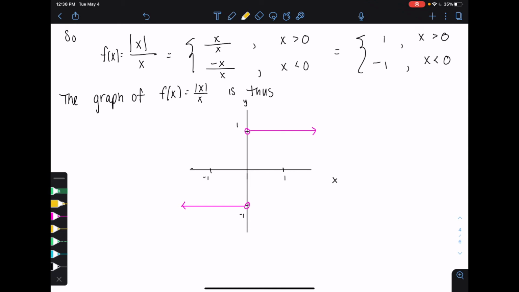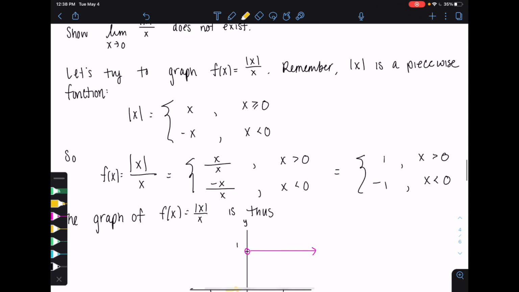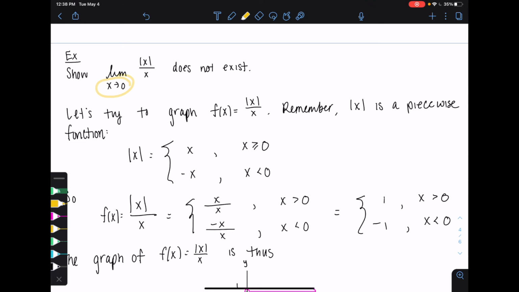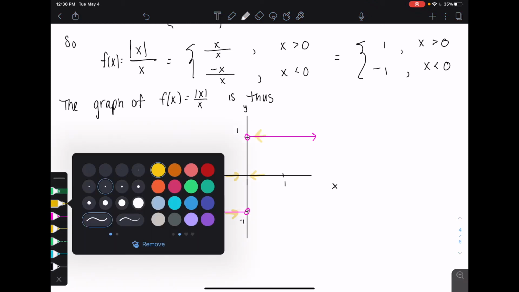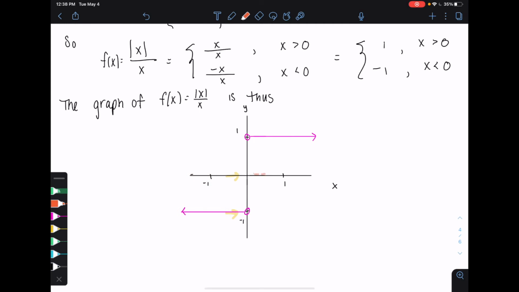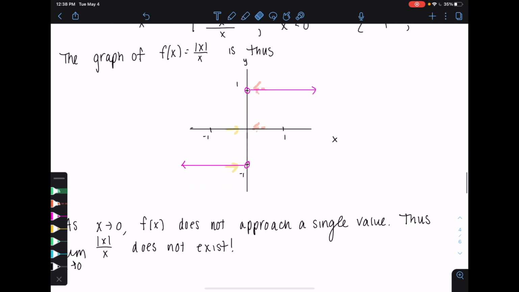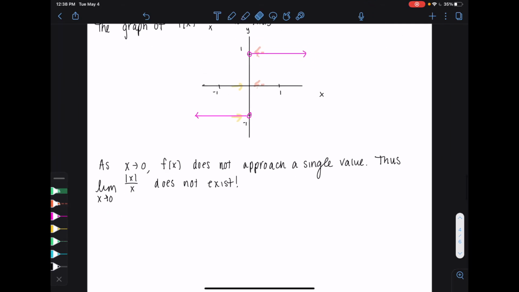So as we approach 0, because that's what we're trying to take the limit as x approaches, on this side, it's going to -1. On this side, it's going to +1. Let me use a different color so you can see that. On this side, going to +1. So as x is approaching 0, this graph does not approach a single finite value. So we would say this limit does not exist. Okay?